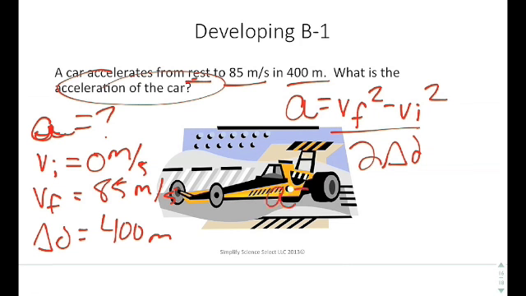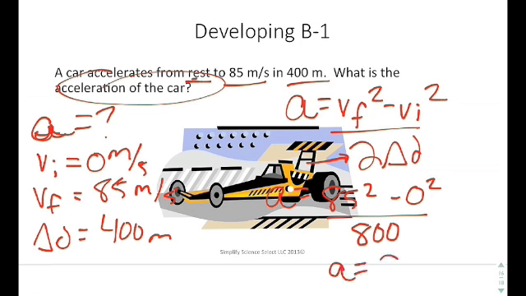You could say A equals 85 squared minus 0 squared over, we're going to call it 800. Now, I would highly advise you to go ahead and multiply this out before you do calculations with your calculator. A lot of times people will make a mistake and they'll divide by 2 times 400, and if you do that without the right number of parentheses, you'll actually get an incorrect answer. So make sure you're careful with the order of operations there. Now when you do this in your calculator, you get an answer of about 9.03 meters per second squared.